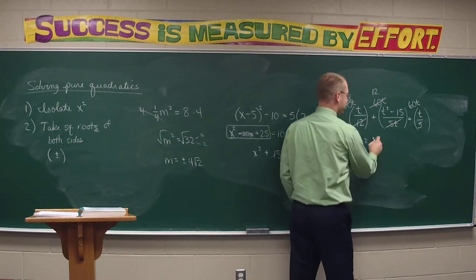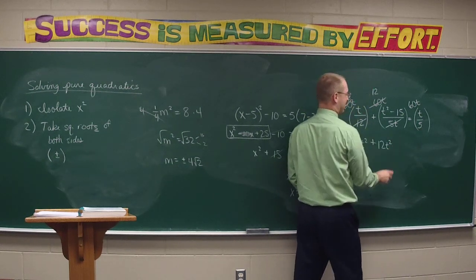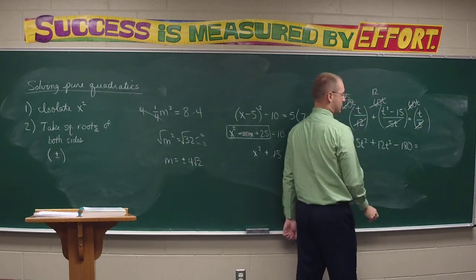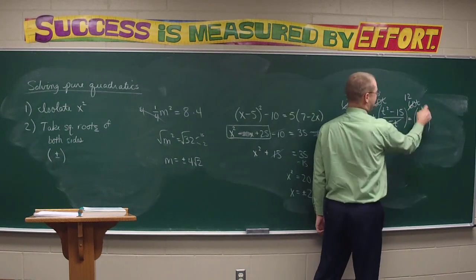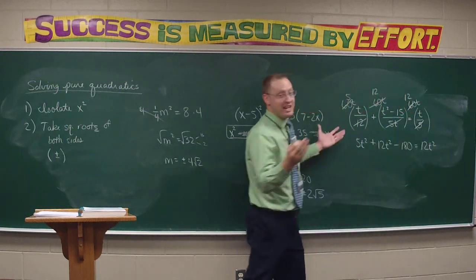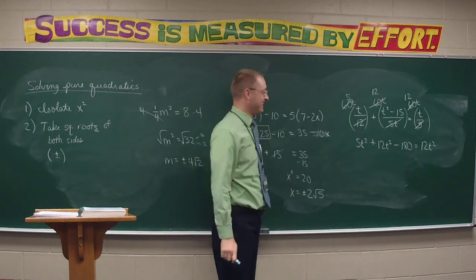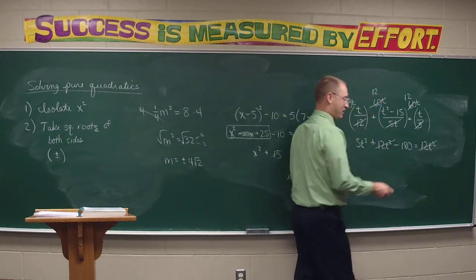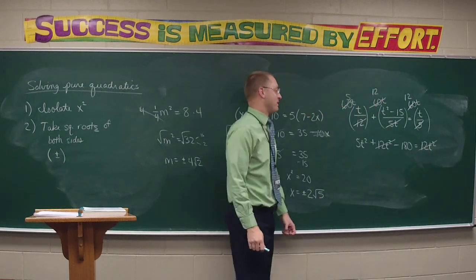12t squared minus 180. And over here, the 5 and the 60 cancel to give us 12. T times t gives us 12t squared. And very conveniently, Michael, we can cancel the 12. Well, the 12 t squares. Okay, let's not shortchange the t squared part of it.